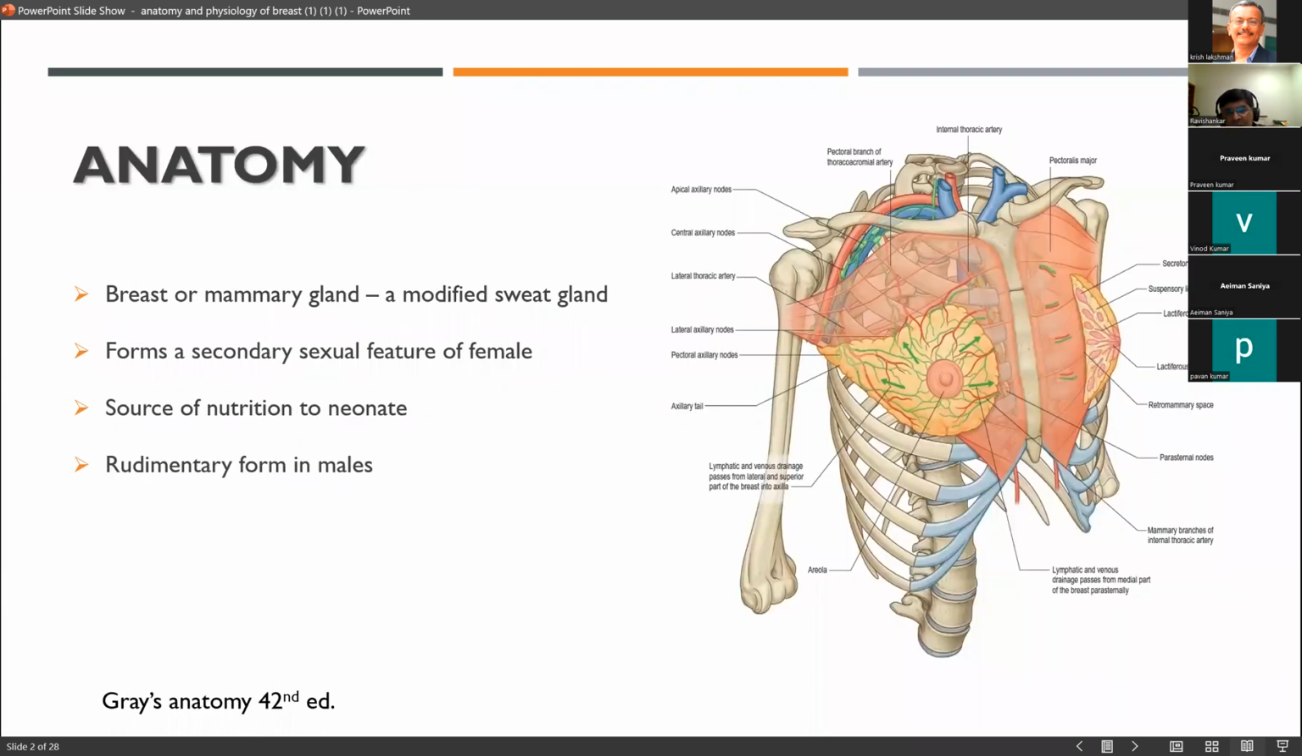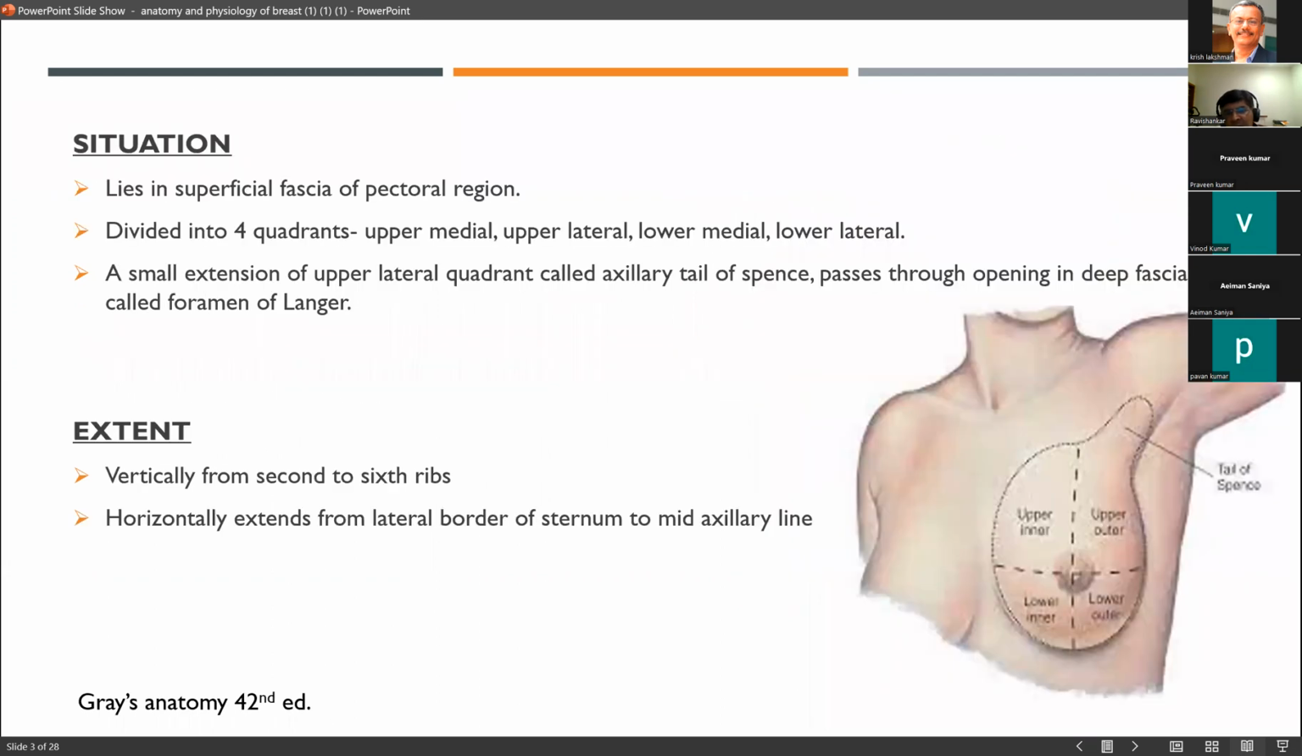Breast or mammary gland is a modified sweat gland which forms a secondary sexual feature of female, and it is a source of nutrition to neonate, but it is rudimentary in males. Breast is situated in the superficial fascia of the pectoral region. It can be divided into four quadrants as upper medial, upper lateral, lower lateral. A small extension of the upper lateral quadrant, which is called the axillary tail of Spence, passes through an opening in the deep fascia called the foramen of Langer.